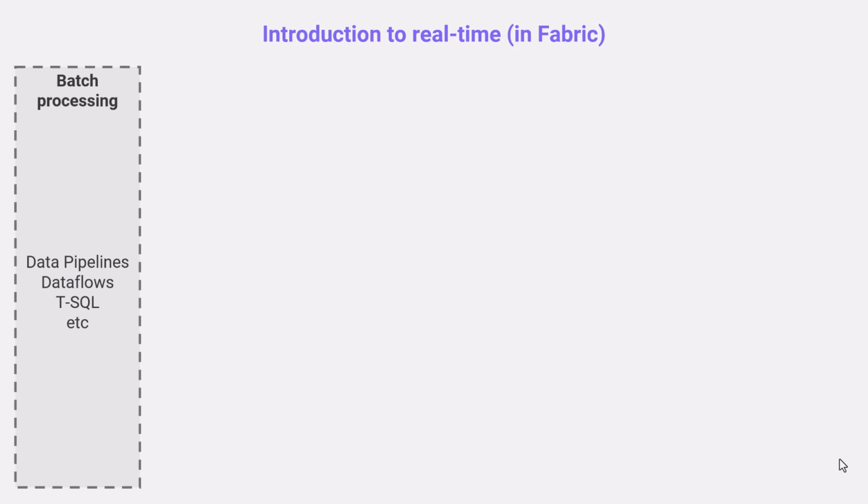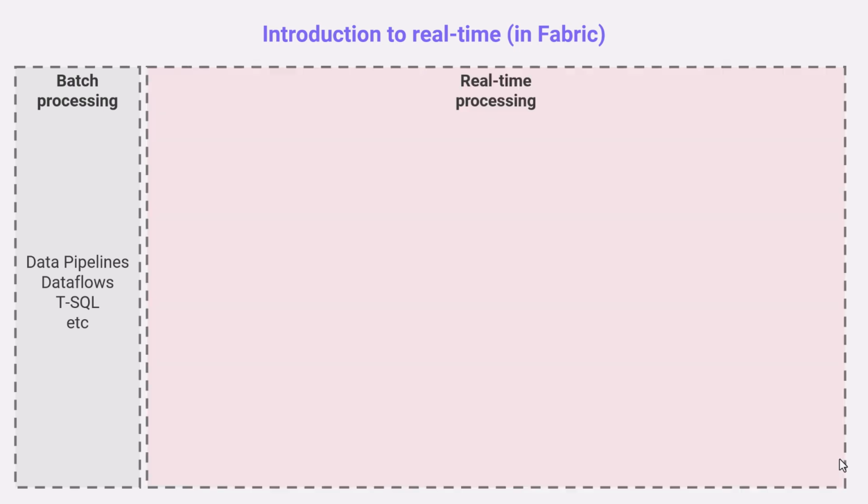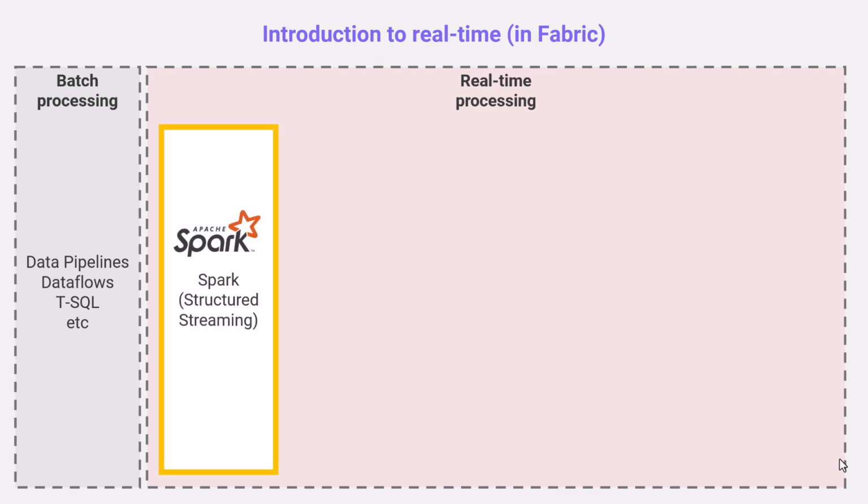So the first thing that I wanted to lay down was batch processing, right? So that's all of our existing things like data pipelines, data flows, they still exist. And if you're doing batch processing, I just wanted to create a bucket for those batch processing tools there. Then we've got this really big bucket of real-time processing tools. Now, what many people forget is that we have access to Spark in Fabric, and part of the Spark framework is structured streaming.